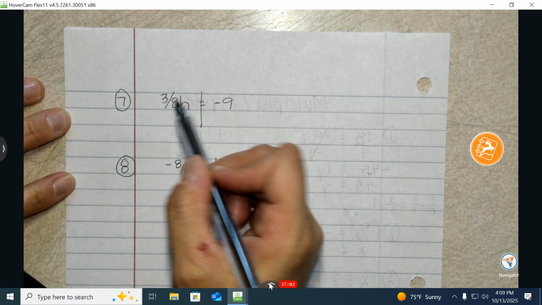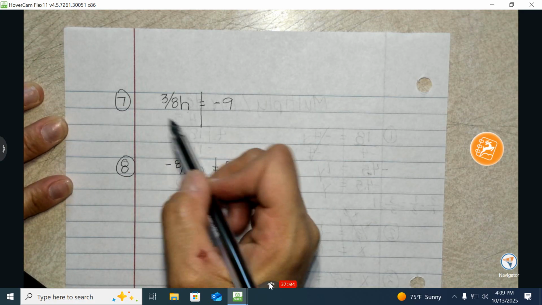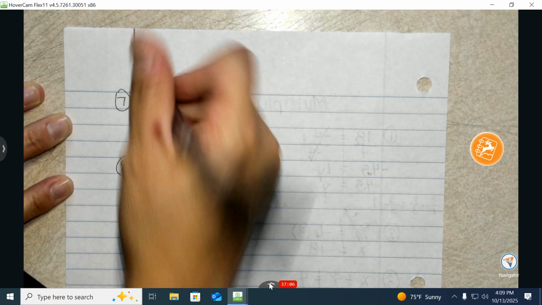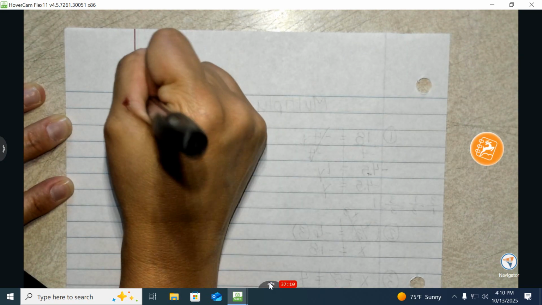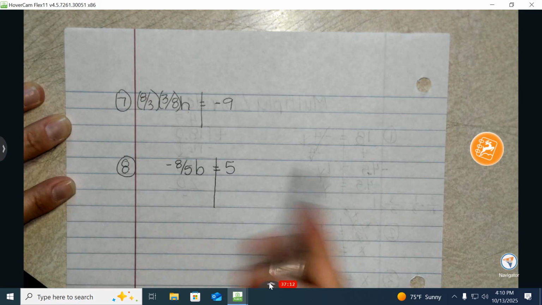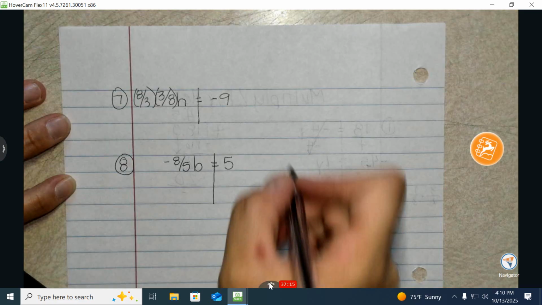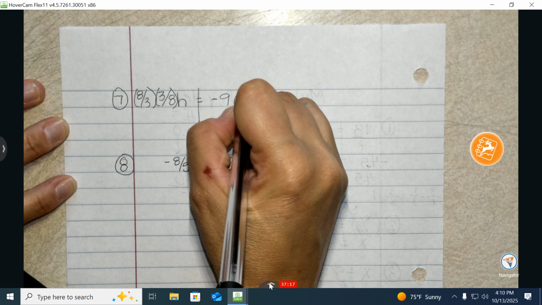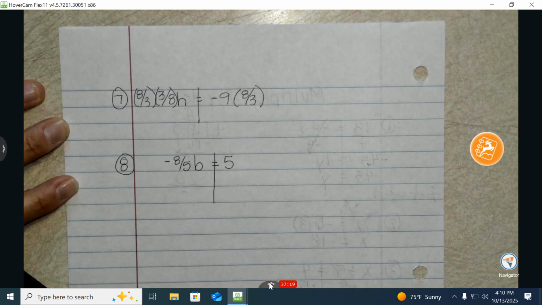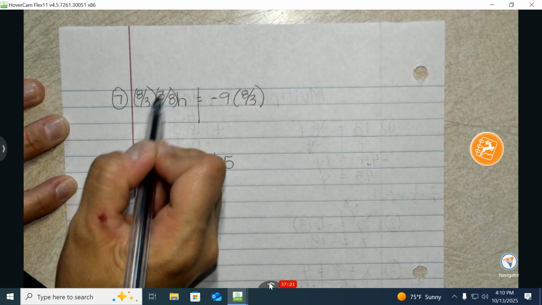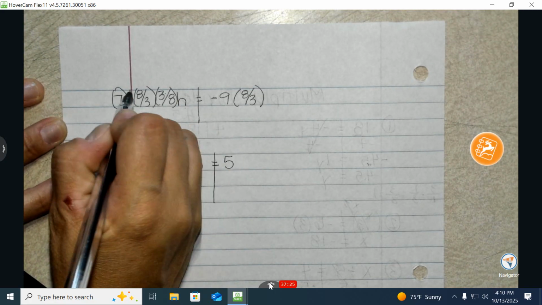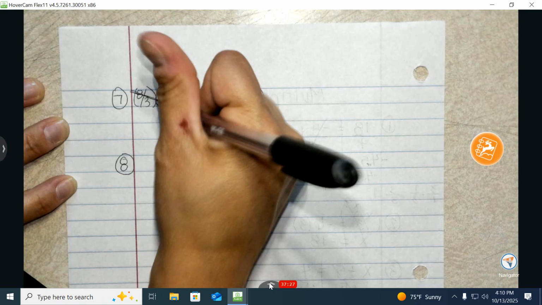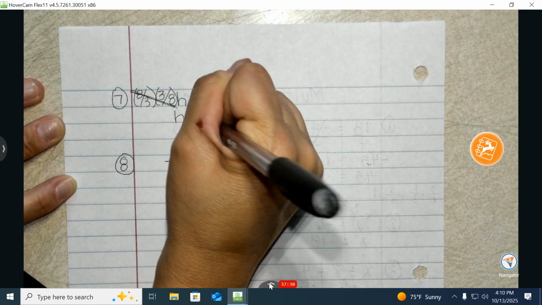Okay, 3/8 h. The inverse of multiplying by a fraction is to multiply by the reciprocal. So we're going to multiply by 8/3. That makes it become the understood 1. Whatever you do to one side, you have to do to the other side. That's 24/24, which is just 1. So I can cancel it out and drop down my h equals.